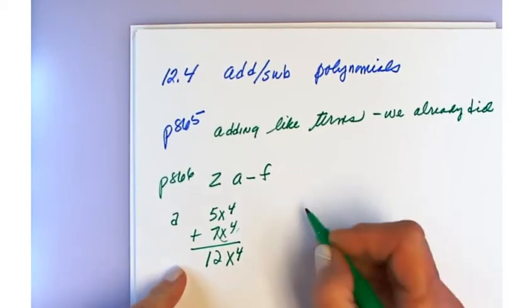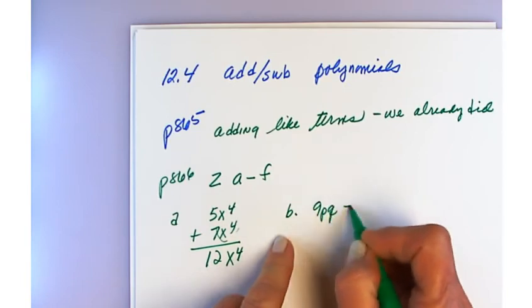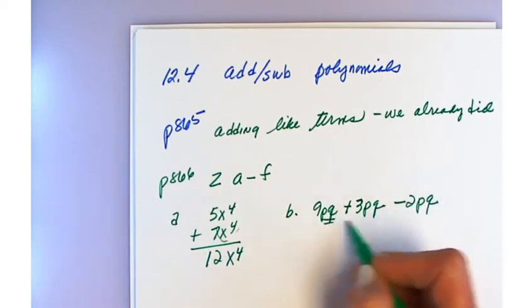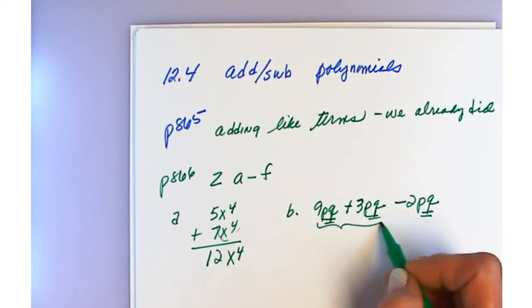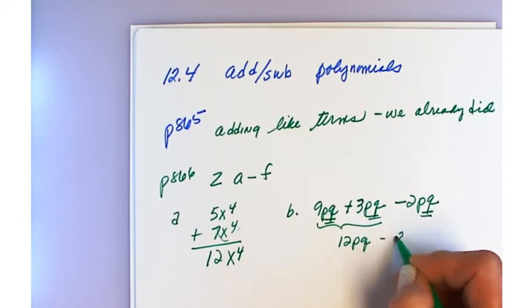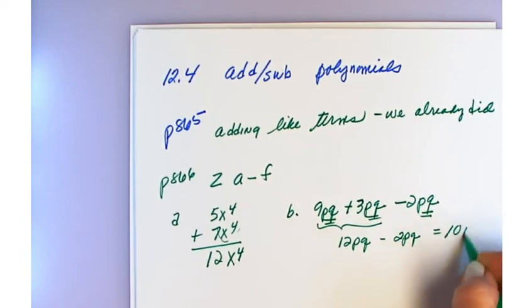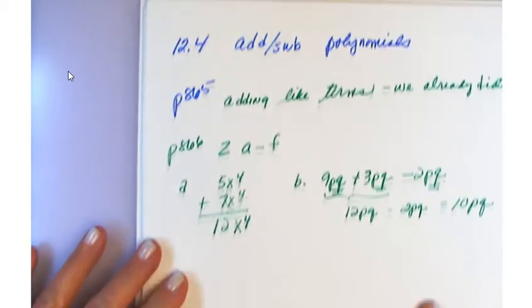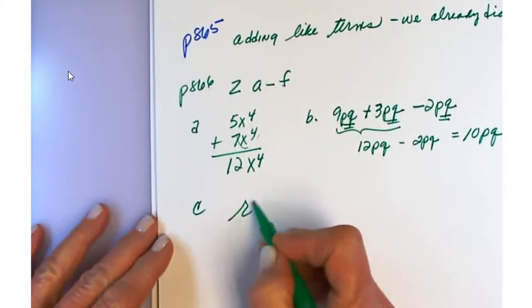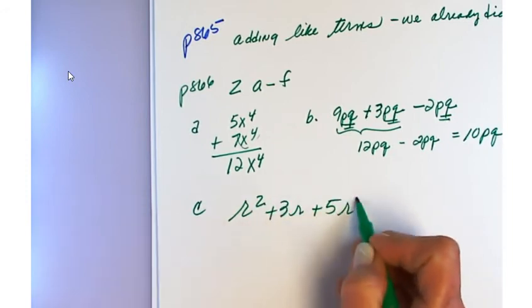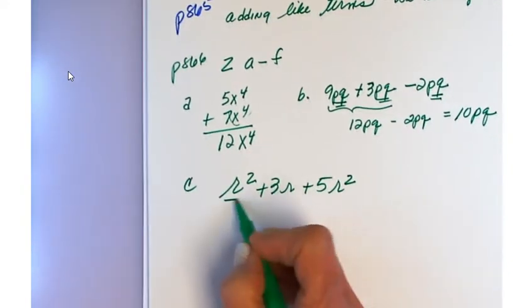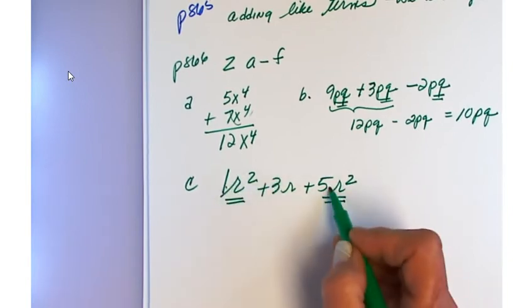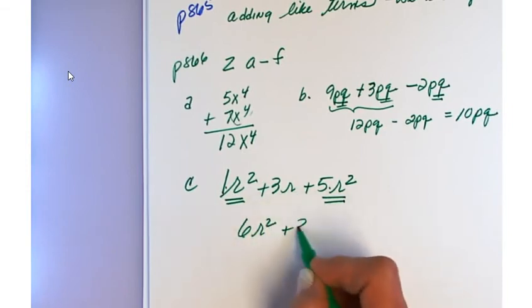For b, 9p cubed plus 3p cubed minus 2p cubed. These are all like, so I can add these. I get 12p cubed minus 2. 12 minus 2 is 10p cubed. Let's look at C. C says r squared plus 3r plus 5r squared. So we have to recognize what is like. So the coefficient is 1. 1 plus 5 is 6. This stands alone. We cannot combine the 3r.